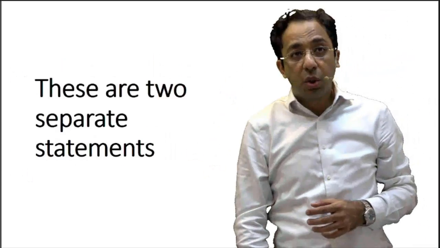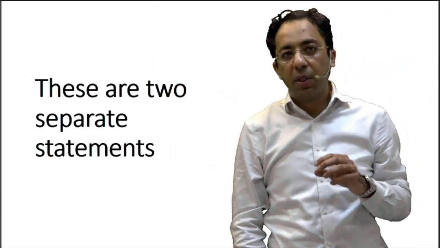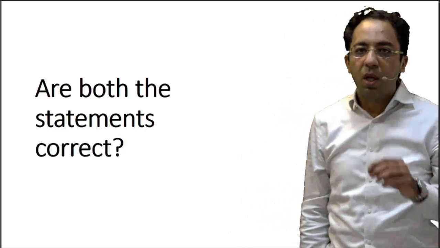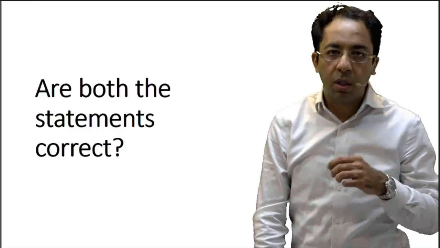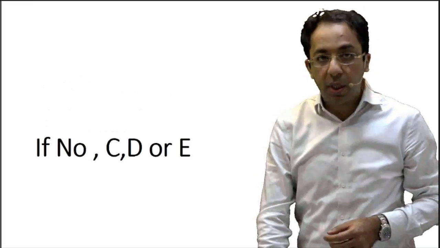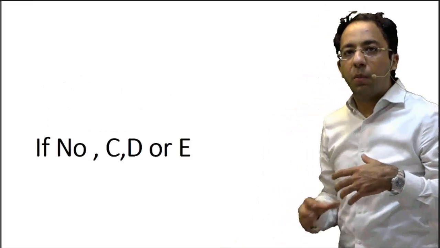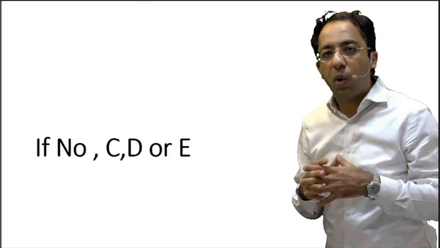Now, when you evaluate two separate statements, you have to see whether both these statements are correct or not. Now what are the probabilities? Probability number 1 is that one of them is wrong.